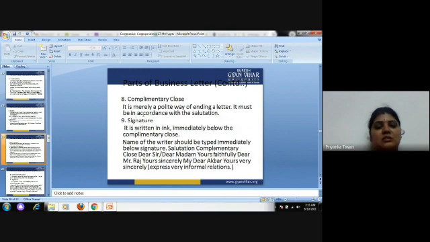Complimentary close: it is merely a polite way of ending a letter. It must be in accordance with the salutation. Signature is written in ink. Below the complimentary close, the name of the writer should be typed immediately below the signature. Examples: Dear Sir, Dear Madam, yours faithfully; Dear Mr. Raj, yours sincerely, or yours very sincerely.